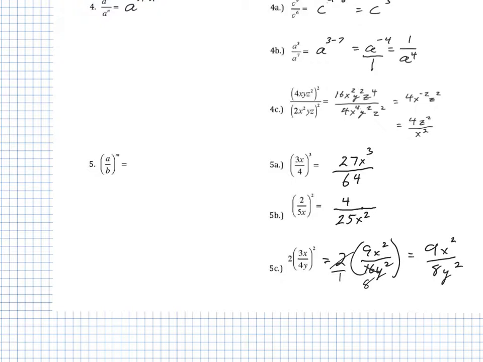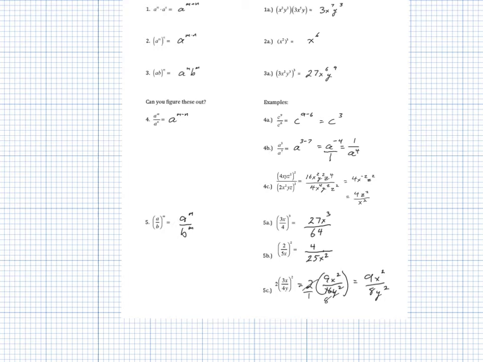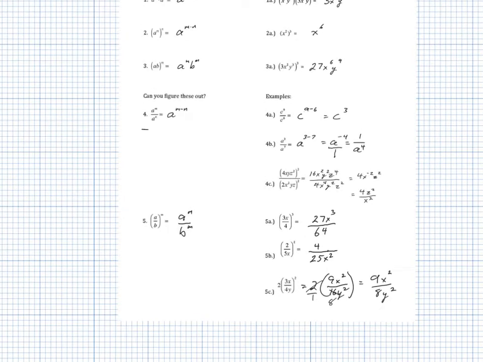Oh, and I didn't do 5. 5 is going to be a over b, to the m. So we can distribute the exponents. We can distribute the exponents over multiplication, but we can also distribute the exponents over division. So that's a to the m over b to the m. Got it? Okay, next page.